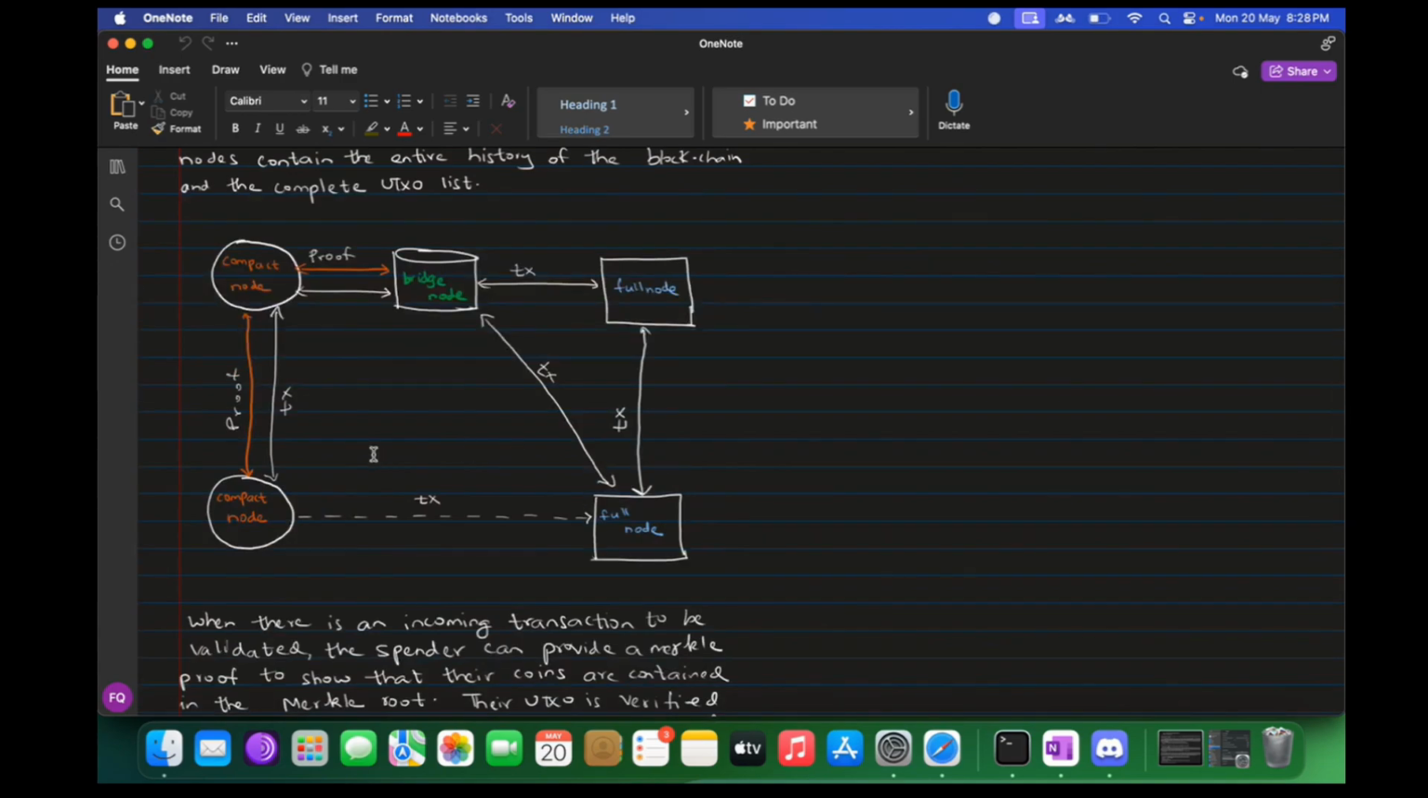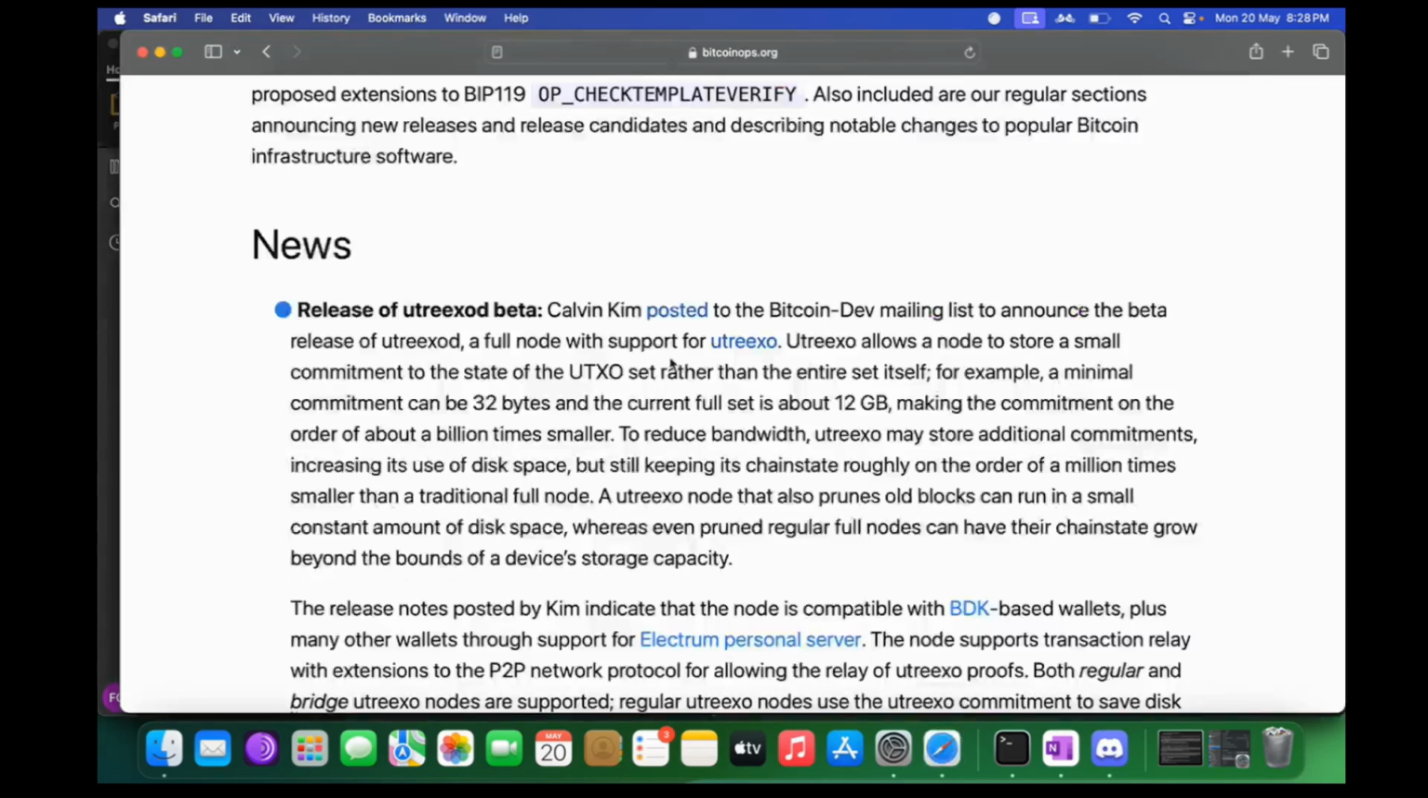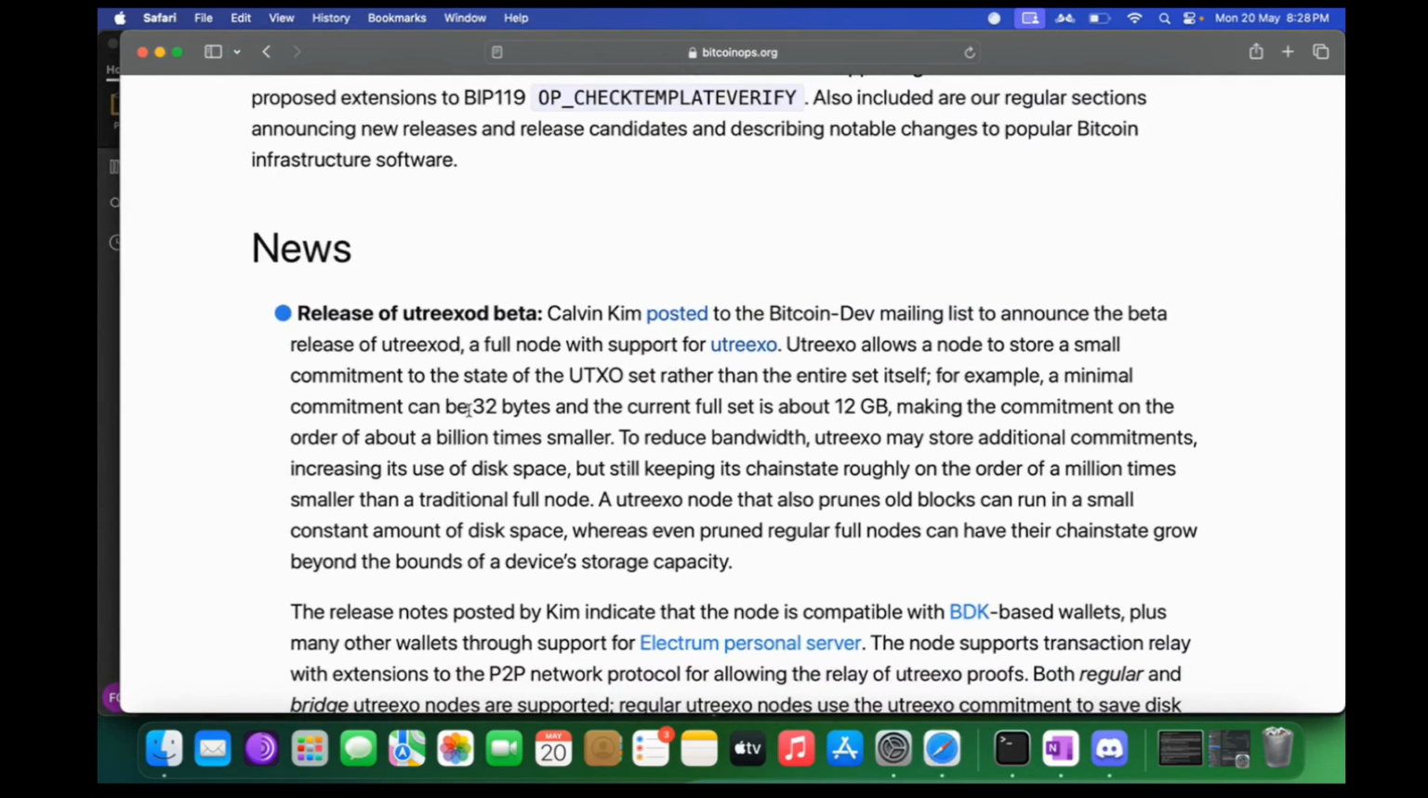Okay, so this is the proposal of UTreeXO. What it tries to do is that instead of storing the entire UTXO set, which is approximately 12 GB, you can store only 12 KB. I believe it's 12 KB or 32 KB. Let me just check. 32 bytes, sorry, I was talking KB. Instead of storing 12 GB, you can now store only 32 bytes, because that's the output of the SHA-256 cryptographic hash algorithm.